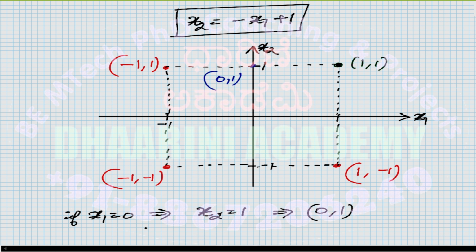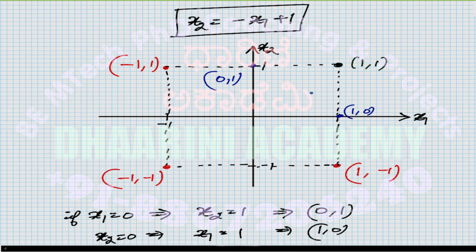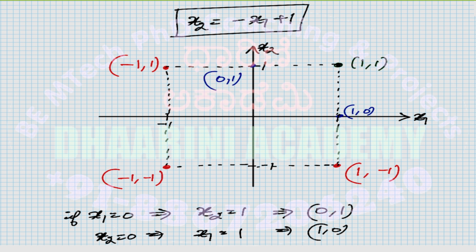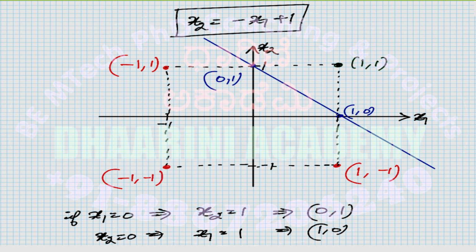And let's do the other way. Let's make x2 equal to 0. This means x1 is equal to 1. So the point is 1 comma 0. So the straight line actually passes through another point, that is 1 comma 0. Through these two points, now I am expected to draw a straight line, right? So it is very clear that the machine is able to classify.